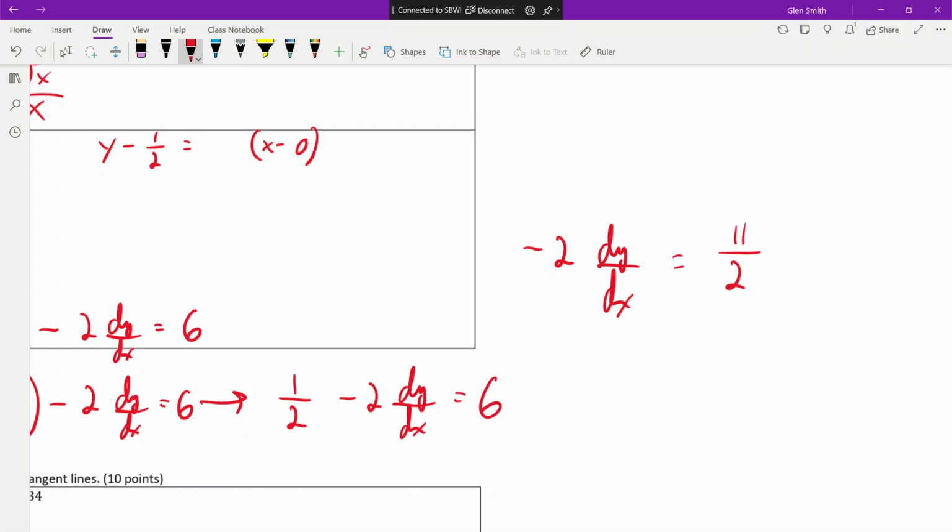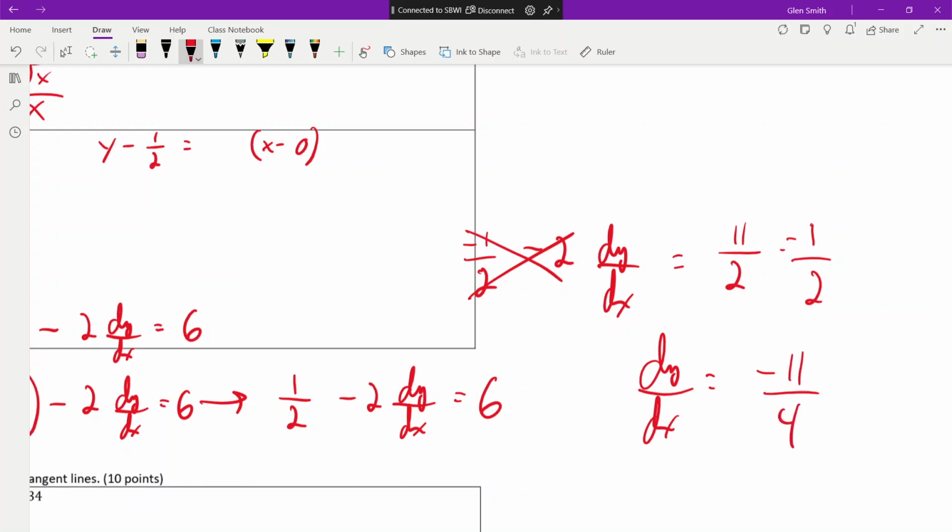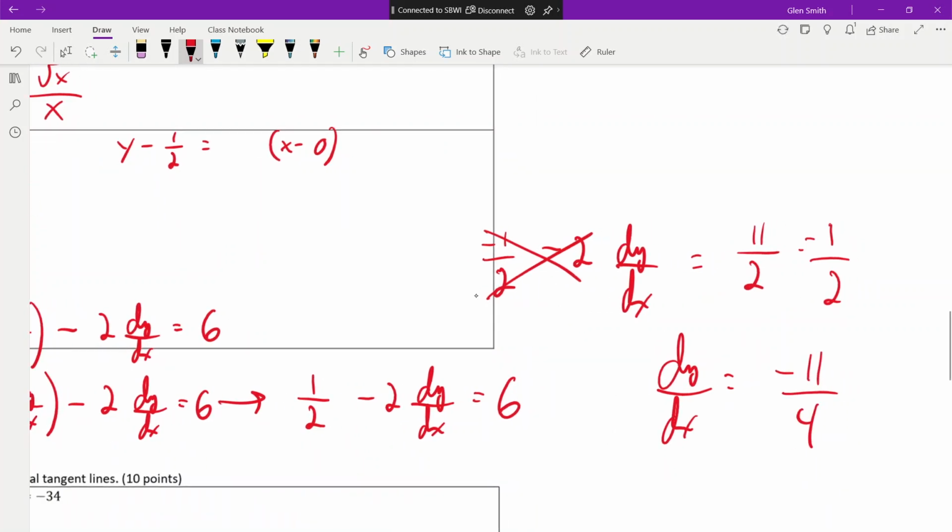All right? And if you solve that, we're going to do minus a half. I really think we should use fractions. 6 minus a half is 11 halves. And then we're going to divide by negative 2, which is the same thing as multiplying by negative a half. Okay? So we're multiplying this by negative a half. That cancels that out. We're going to multiply this by negative a half. And you get that the slope is negative 11/4.